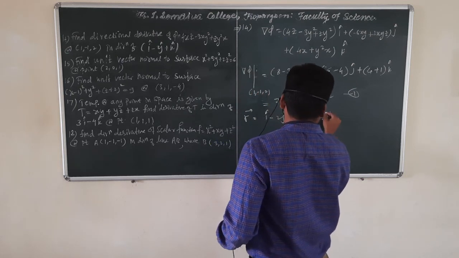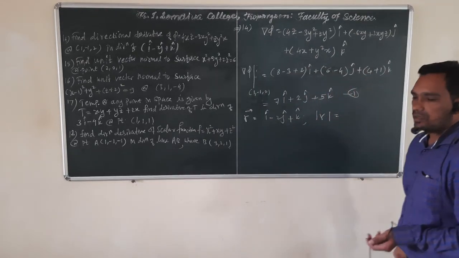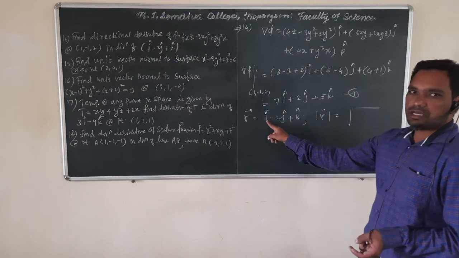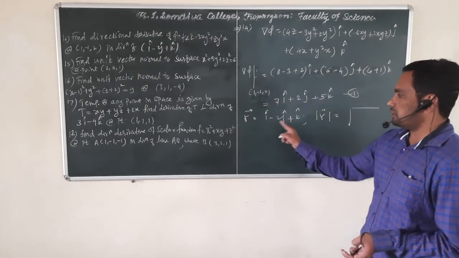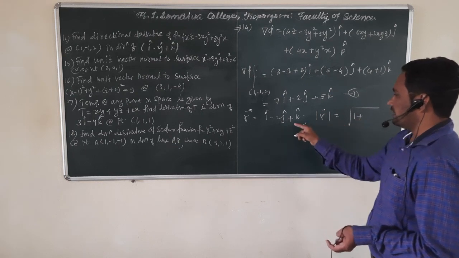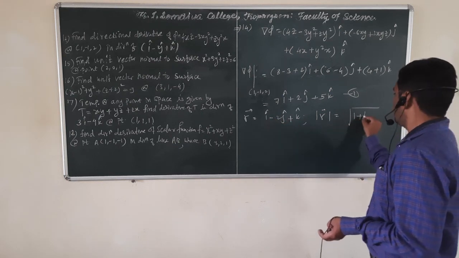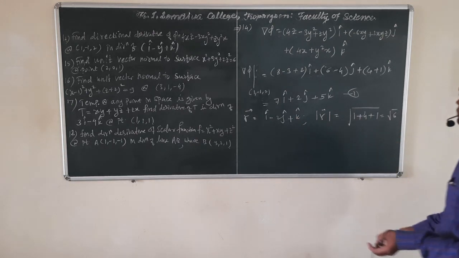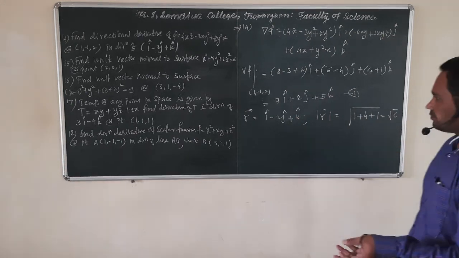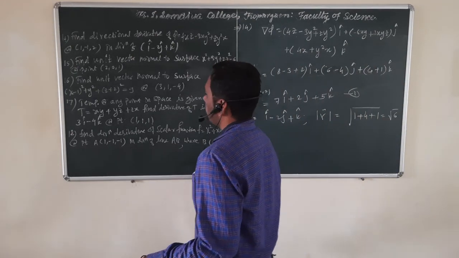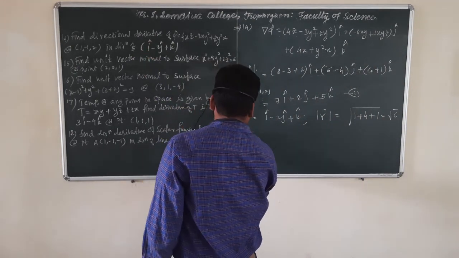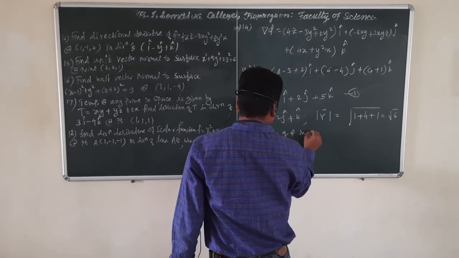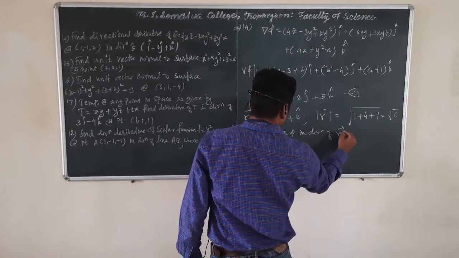Let us find the magnitude of r. The magnitude of this vector is the square root of its x component square plus y component square plus z component square, that is square root of 1 plus 4 plus 1, which is square root of 6. Now we have to find the directional derivative of phi in the direction of r.